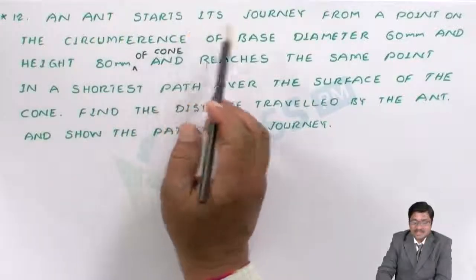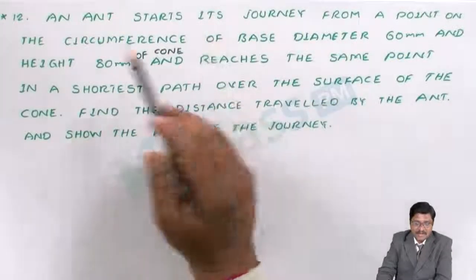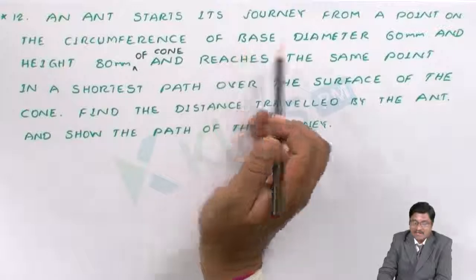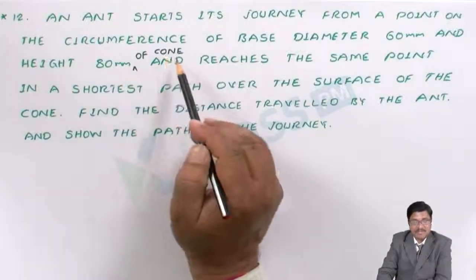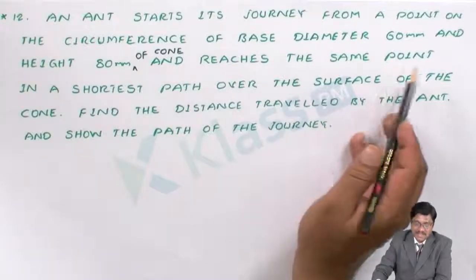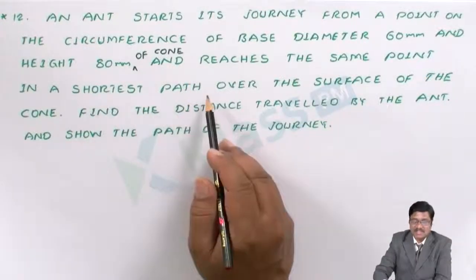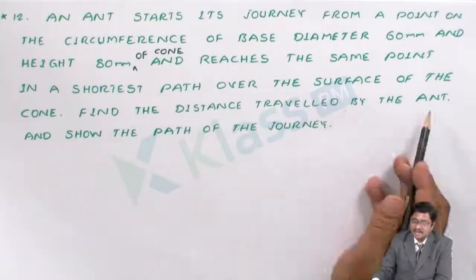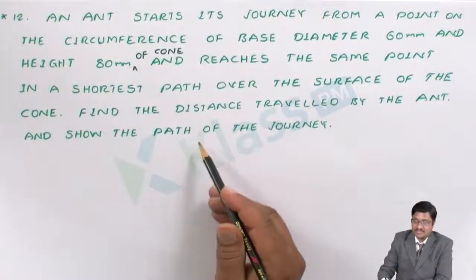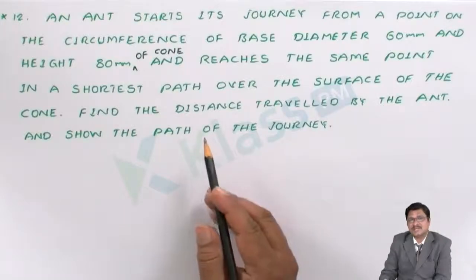An ant starts its journey from a point on the circumference of the base of a cone of base diameter 60 mm and height 80 mm, and reaches the same point in the shortest path over the surface of the cone. Find the distance travelled by the ant and show the path of the journey. Here, what is the question asking us to do?